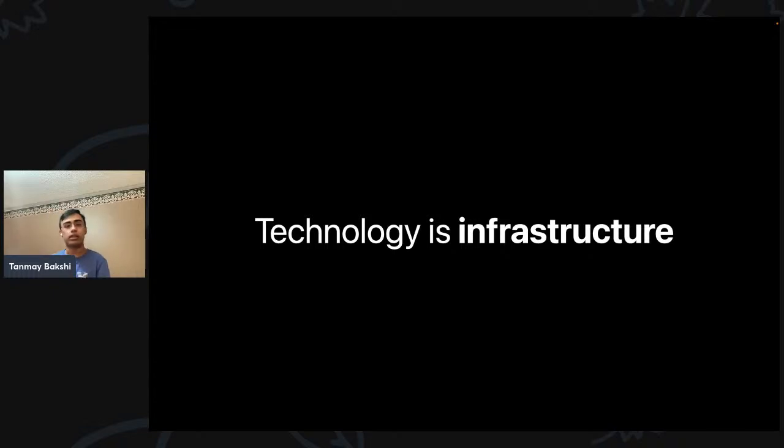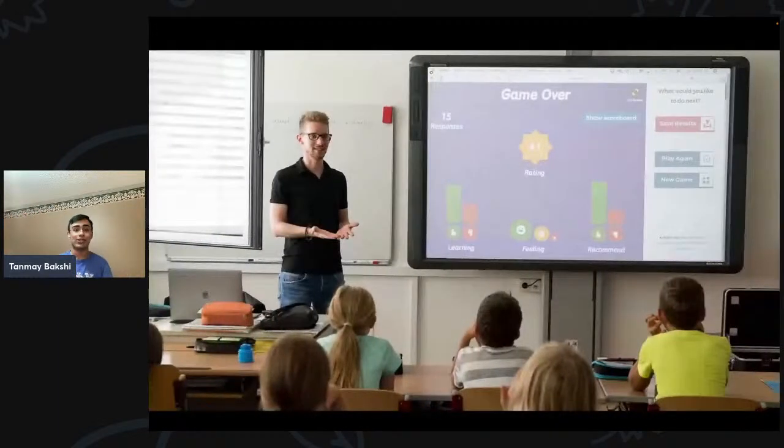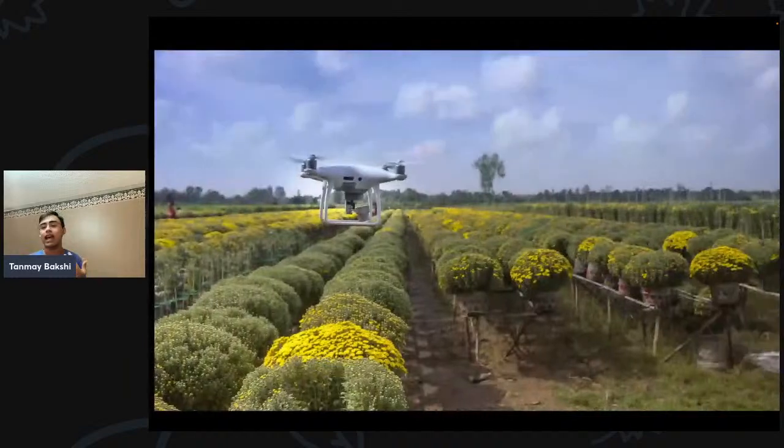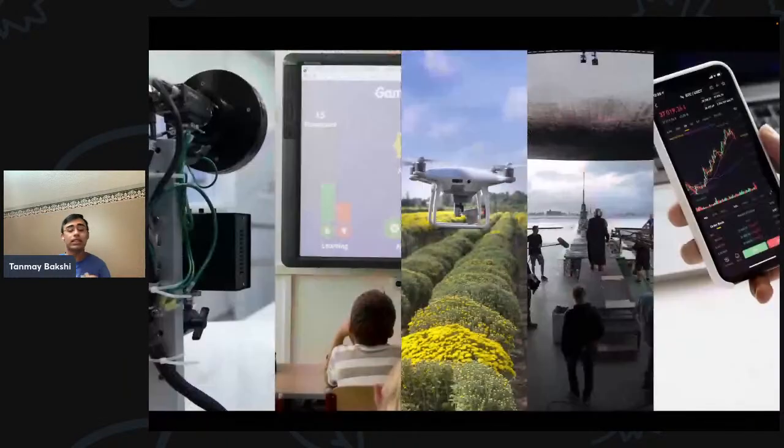And this is really important to remember when we actually get to implementing machine learning. Technology isn't just its own domain. It really is what powers all kinds of other domains and other industries. It is the infrastructure for those other fields. Think about practically anything, from healthcare to education, especially now during the pandemic, to agriculture, to entertainment, to finance, to all these different fields. They are inherently powered by technology in some way.